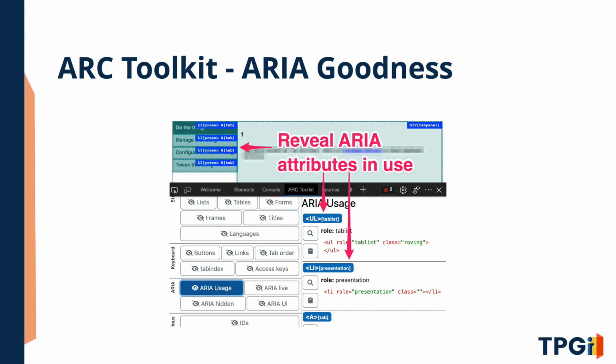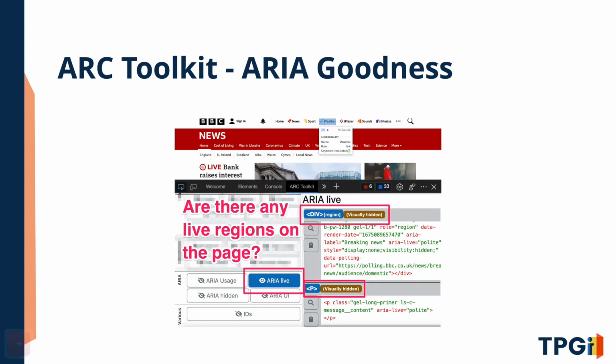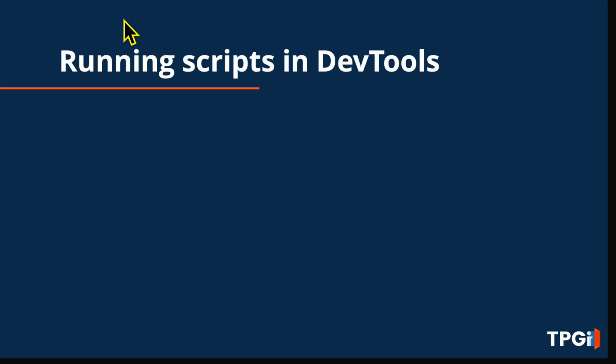There are some very useful ARIA tools in the ARIA section, such as ARIA usage. You can also find live regions on the page, including visually hidden areas that are used just for screen reader users. There are loads more tools to investigate in ARC Toolkit, and I recommend that you take the time to explore what's on offer.